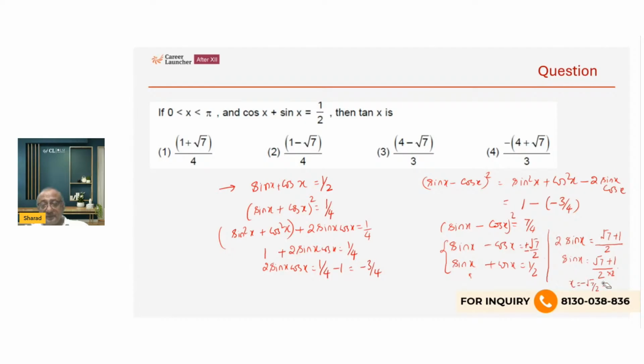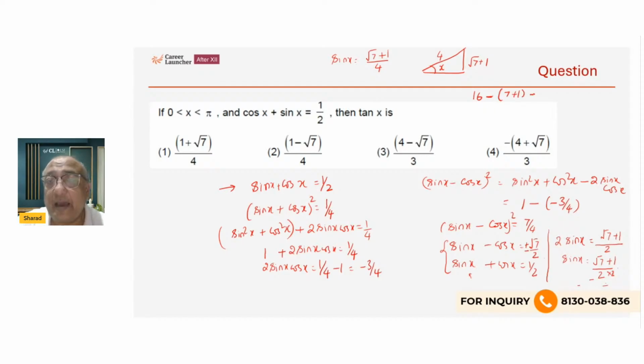Let me solve it here because it is getting crammed here. Let me take a place here. Look, sin x we now know. Sin x is equal to how much? Root 7 plus 1 by 4. I don't have to find out anything else. I will just draw this triangle. There's no need to find out all those steps. Root 7 plus 1, and this is 4. Correct. Now do the computation and you will find out 16 minus 7 plus 1 minus 2 root 7.